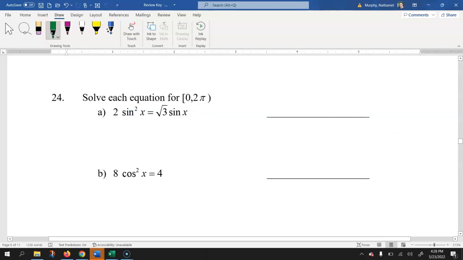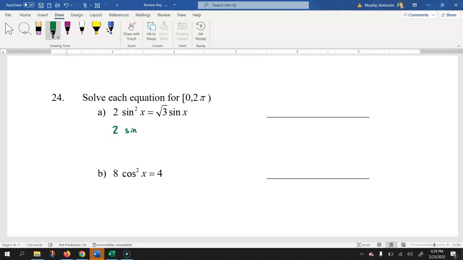So number 24, we're going to try to solve this equation between 0 and 2 pi. Okay, so that's important. We're just going to stick between 0 and 2 pi. So we're not going to have to worry about adding 2 pi n or pi n to our solution. So we're just going to find all the values between 0 and 2 pi. So how do we do that? Well, let's start by getting this in the right form. So we want to get this equal to 0.